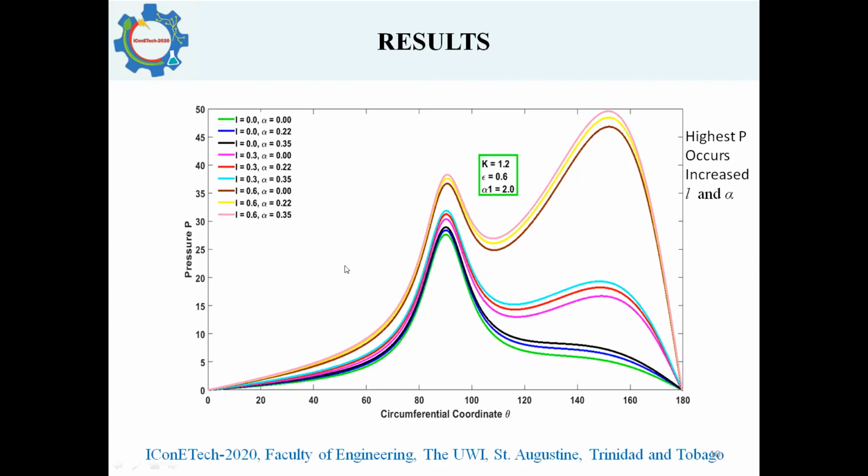Now when we introduce a non-zero couple stress parameter, we see two peaks occurring, one due to the magnetic parameter and one due to the hydrodynamic parameter. As alpha increases, the peak increases, so the piezo-viscosity parameter does affect the maximum peak value. Also, when L increases, the hydrodynamic pressure becomes greater than the magnetic pressure. So high pressure occurs with high values of the couple stress parameter and high values of the piezo-viscosity parameter alpha.